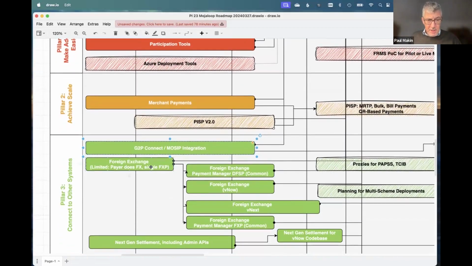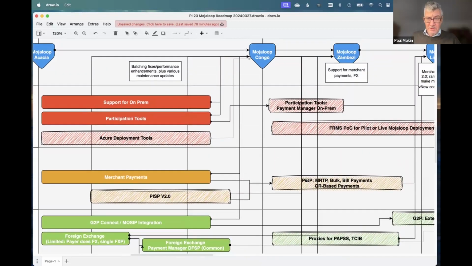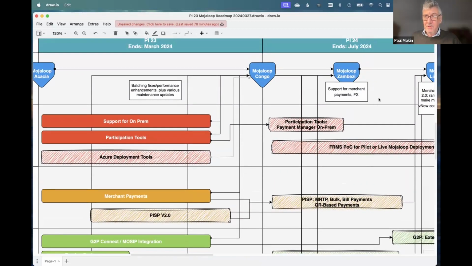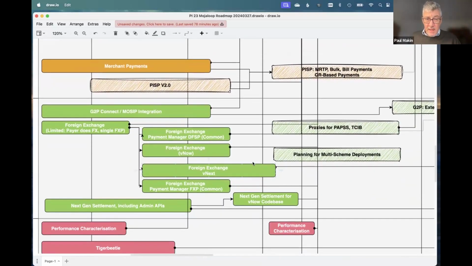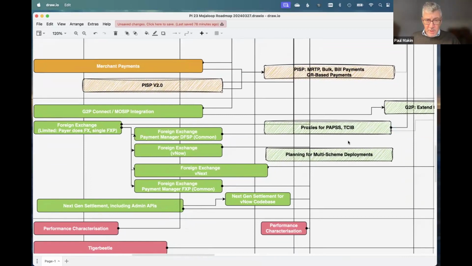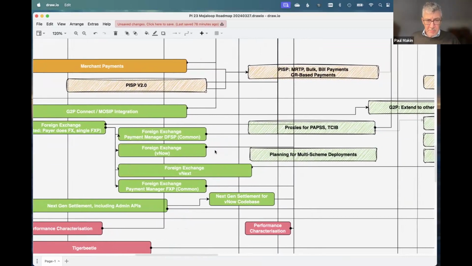Foreign exchange, as you can see, has a whole set of sub work streams around it for the VNow code base and the VNext code base. The VNow code base work is very close to completion for use in proofs of concept and pilots, certainly. And we expect that to be in Zambezi in PI 24. However, we think that some of the work will probably continue.